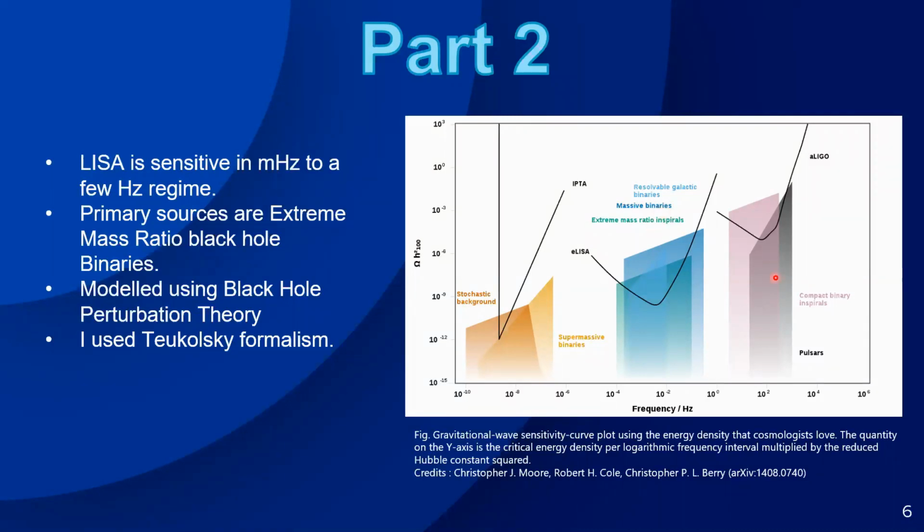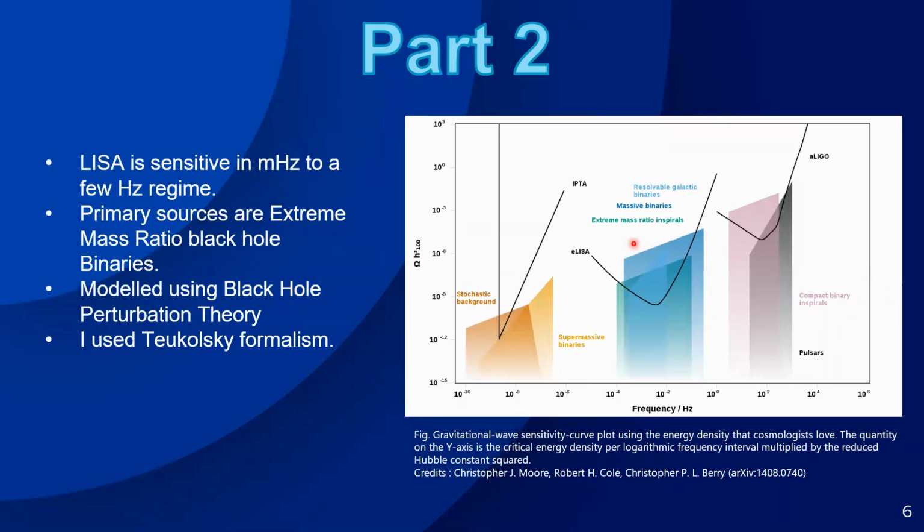Whereas LIGO is sensitive towards the higher end of the frequency spectrum, and the pulsar timing array, the International Pulsar Timing Array, is sensitive towards lower values of frequency. It is sensitive towards the stochastic background, or the gravitational cosmic background. These are the same thing.